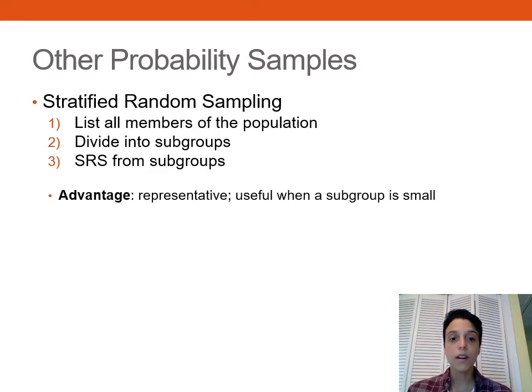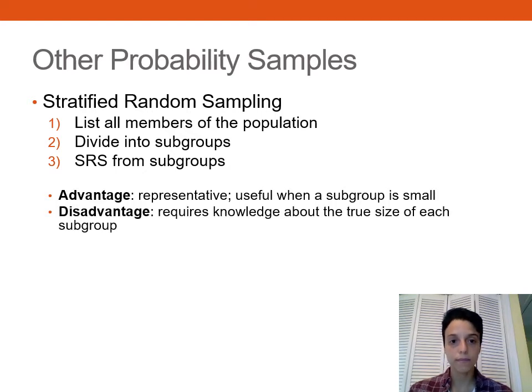So an advantage of this is that it's also representative. You know that within each group that you're sampling, you have a representative sample, and it's really useful when you're looking at a small subgroup. So for example, if you were looking at attitudes about the death penalty in the United States by race, if you wanted to understand what Native Americans think about the death penalty, you'd have only a very small number who would be included in a simple random sample, because there's only a relatively small proportion of Native Americans in the United States. But if you were to do stratified random sampling, you could break everybody up into groups and then sample as many people from that group as you wanted in order to represent their views in your sample.